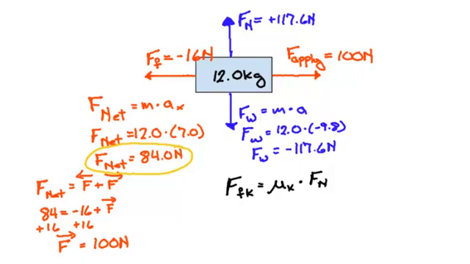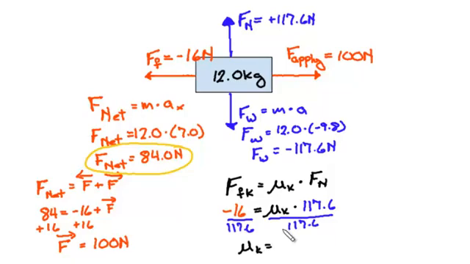Force of friction kinetic is negative 16 newtons, and I denote this in red because it's the x-axis. Mu kinetic doesn't have an axis, so I put it in black. And force normal is positive 117.6 newtons. I divide the right side by 117.6 newtons. I divide the left by 117.6 newtons, leaving me with mu kinetic.